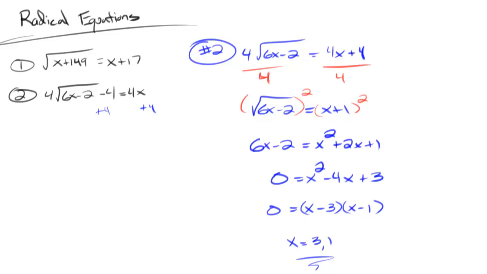Again, the steps are: make sure you isolate the radical, square both sides of the equation to get rid of the square root, solve whatever remaining equation you have, and always be sure to check your solutions.